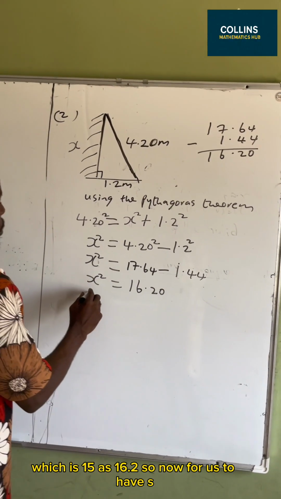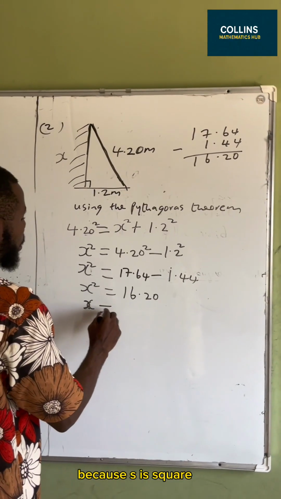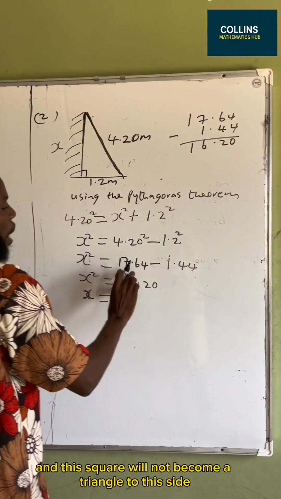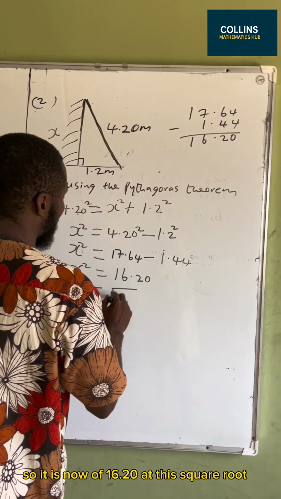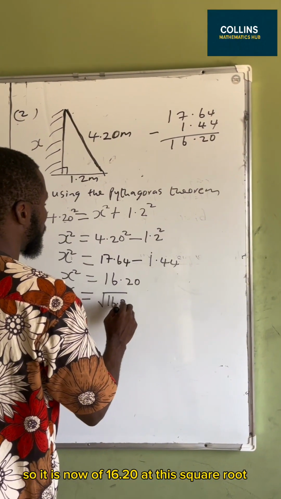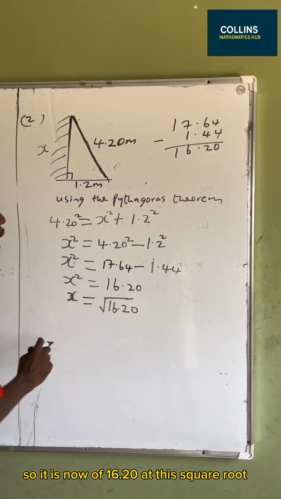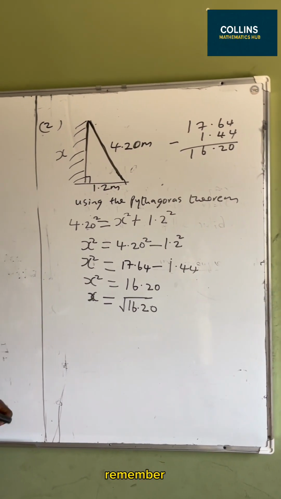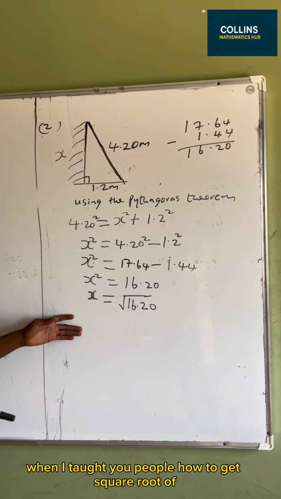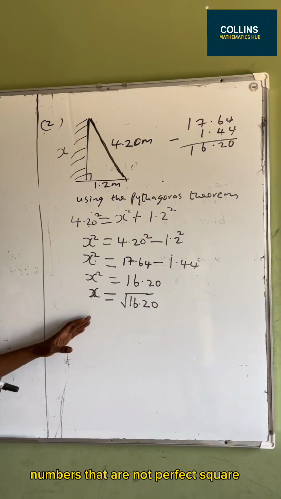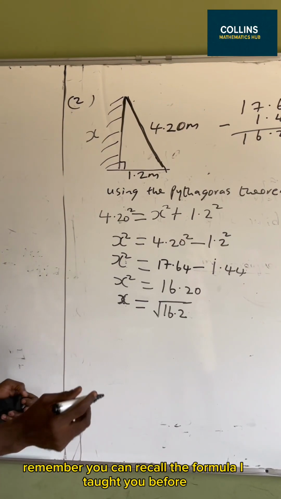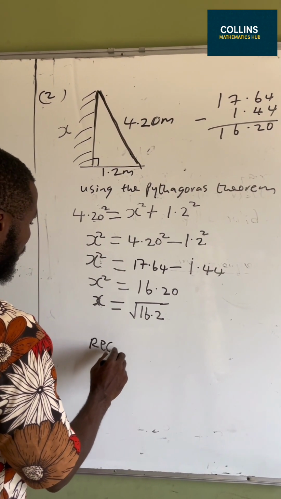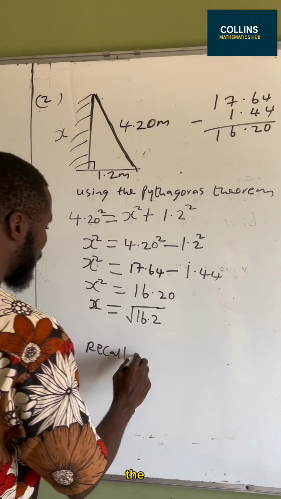So now for us to have x, because x is squared, x will stand on its own, and this square will now become a square root to this side. So it is now the square root of 16.20. The issue now is, how do we now get the square root? Remember when I taught you people how to get square root of numbers that are not perfect square? Remember, you can recall the formula I taught you before.